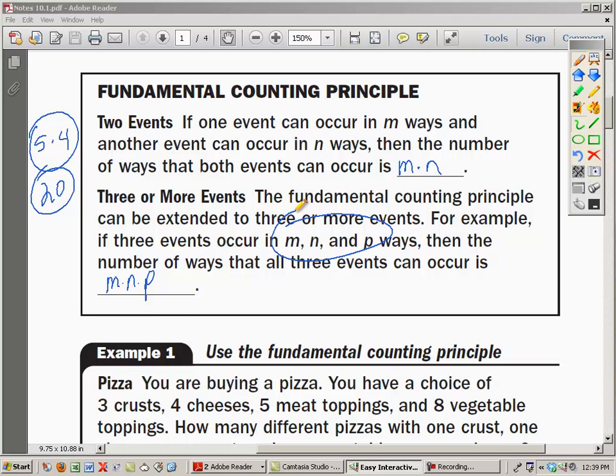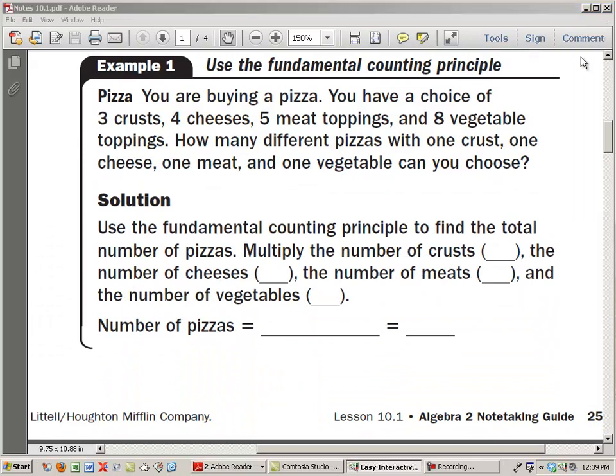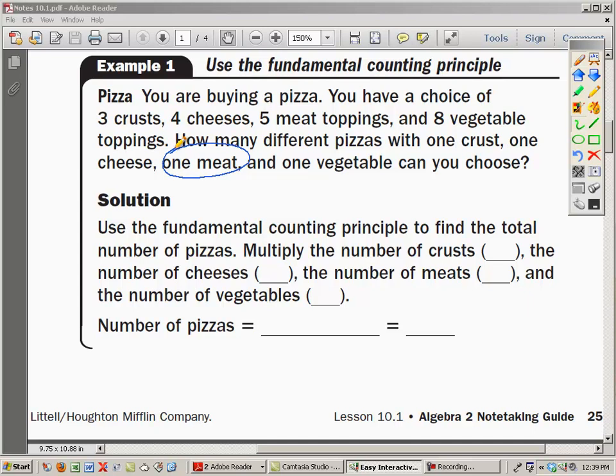So let's take a look at how that applies to example number 1, taking a look at some pizzas. It says you're buying a pizza, you have a choice of 3 crusts, 4 cheeses, 5 meat toppings, and 8 vegetable toppings. How many different pizzas with 1 crust, 1 cheese, 1 meat, and 1 vegetable can you choose? Now again, the key here is that you cannot have a pizza with ham and bacon, which happens to be my favorite. You can only have 1 meat.